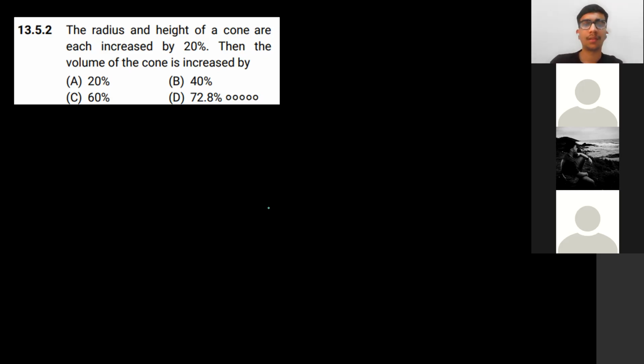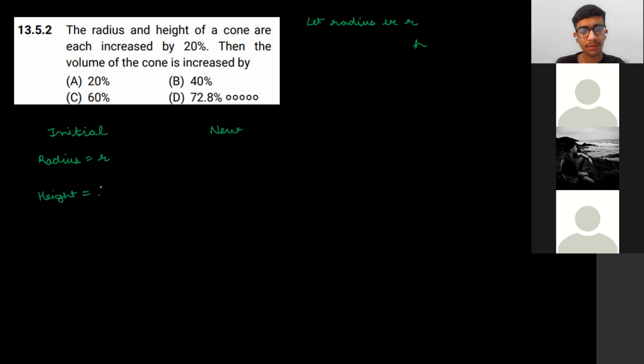Okay, let's solve this then. Rather than taking the constant values, I'll do it with the variable. So let's say the radius is r. Let radius be r. And I'm taking height as h. Okay. So let's make two columns, initial and the new one. So initially radius was r and height is h.